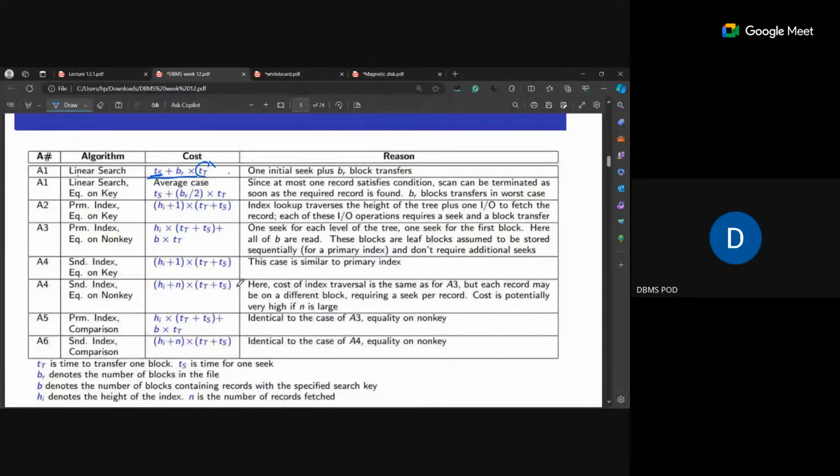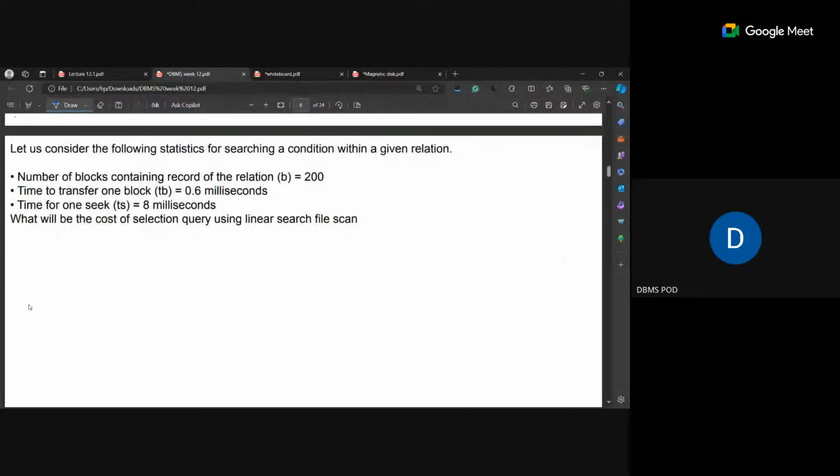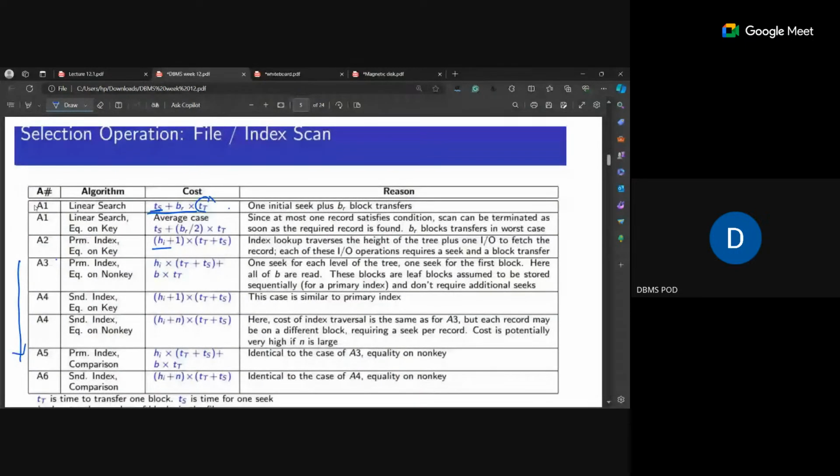And suppose we are doing primary indexing, then it can be B plus tree. So that's why HI plus 1, the height of the index plus 1, times TT plus TS. So go through all the things and try to understand them. Just solve one numerical, that will be good. Sir, do we have to learn all these formulas? For internal purposes, these three will be sufficient. But I'll suggest going through all the things and at least understanding them.